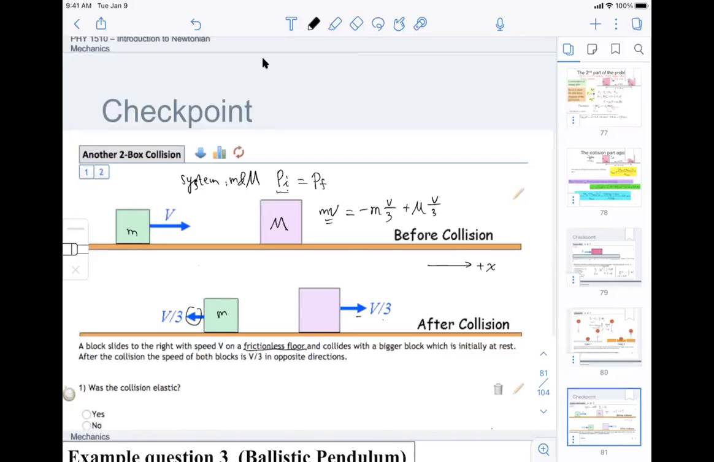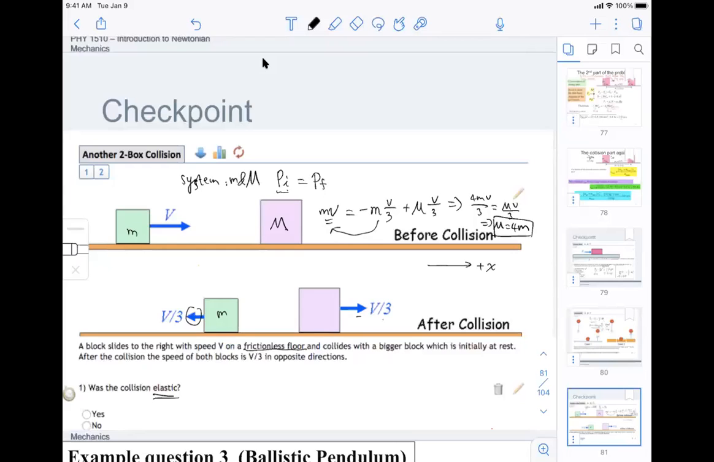Okay, so from this, if I move this and this together, I get 4mv over 3 is equal to capital MV over 3. So you get that one of the blocks is 4 times the mass of the other. That is information we can gather from what's given. This one is 4 times the mass of the other. But that's not what it's asking. It's asking, was the collision elastic?